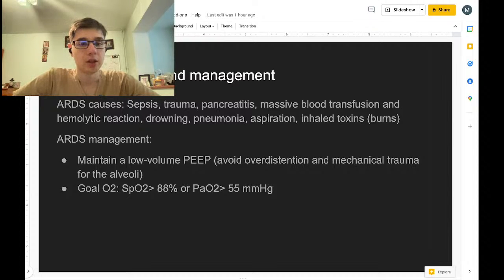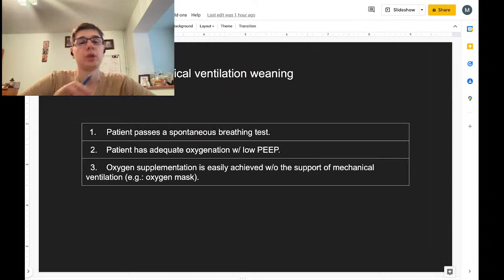What are the indications to stop the mechanical ventilation for patients with ARDS? The first one is if the patient passes a spontaneous breathing test. Another reason for weaning off is adequate oxygenation with low PEEP, as in the case of this patient. A third case is if oxygen supplementation can be easily achieved without the support of mechanical ventilation. For instance, the patient receives oxygen via oxygen mask.